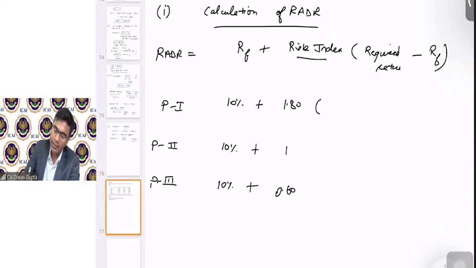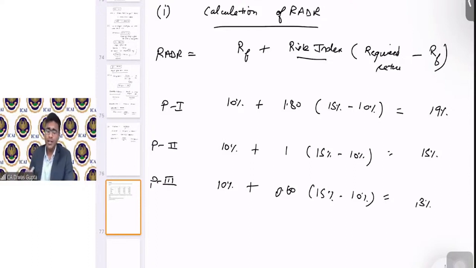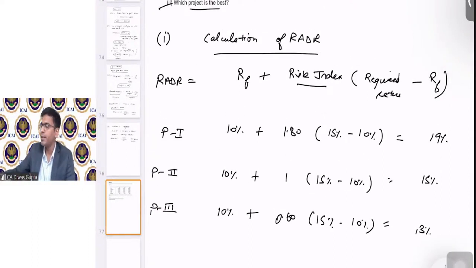Then required return is how much? Required return is 15% minus 10%. So the RADR is 19%, 15%, and then 13%. I hope students RADR calculation and concept is clear. We are able to link it to the required return concept.